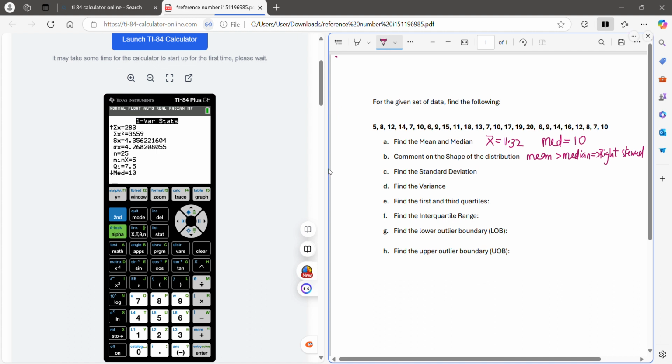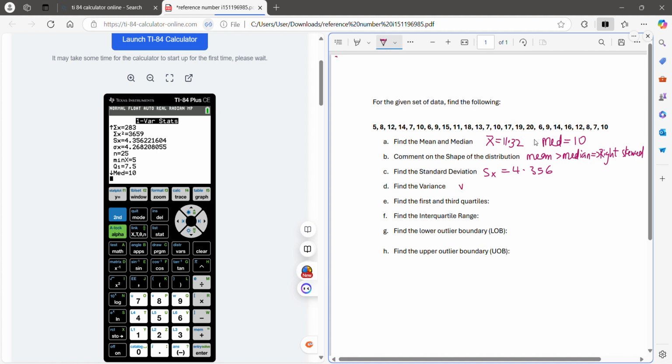Question C says find the standard deviation. What I mean by the standard deviation here is the sample standard deviation. Now let's go back to the calculator. You can see Sx. This is the standard deviation for the sample. But if I'm interested in the population standard deviation, then it's going to be sigma x. But in this case, we are interested in the sample standard deviation. So my sample standard deviation is going to be 4.356.